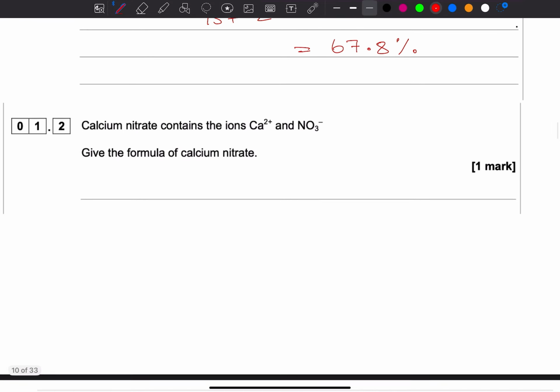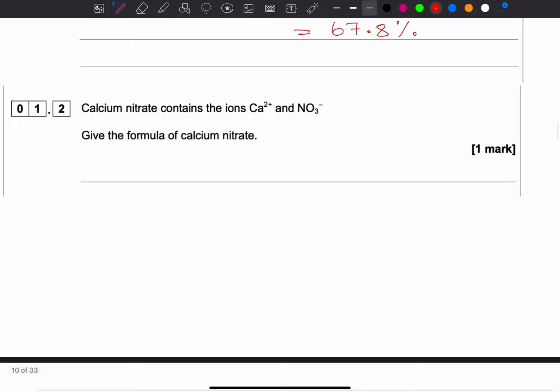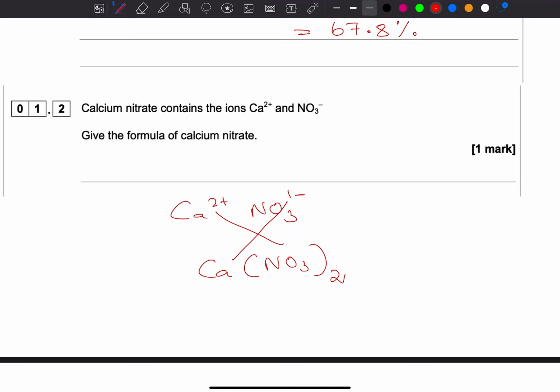Next one. Calculate the nitrate, give the formula. So Ca is 2 plus, NO3 is minus. Minus means 1 minus. These two numbers are across the charges numbers. Ca is 1, you don't need to put it. NO3, just put it in a bracket, NO3. And then 2 of them, because there's 2 of this, isn't it? That's it. And this is the answer, right?